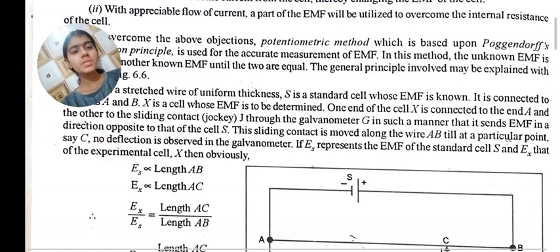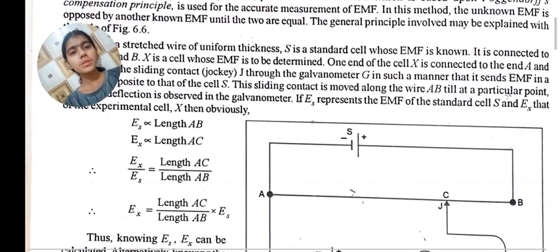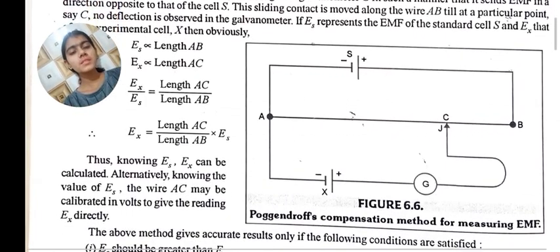If Es represents the EMF of standard cell S and Ex that of experimental cell X, then obviously Es is directly proportional to length AB, and Ex is directly proportional to length AC. Then the ratio of Ex to Es is length AC upon length AB. Thus, knowing Es, Ex can be calculated. Alternatively, knowing the value of Es, the wire AB may be calibrated in volts to give the reading Ex directly.